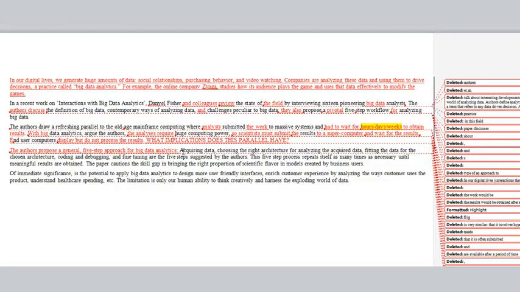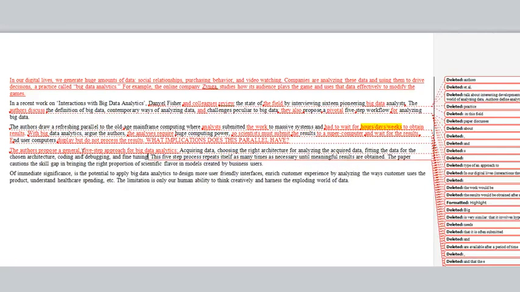So the author here originally had, here are the 5 steps suggested by the authors. But I'm going to flip that around and say the authors propose these 5 steps and then list the steps. So I'm going to have the authors propose them rather than the steps were suggested by the authors. So we can get rid of that little bit. And now we have this list. So the authors propose a general 5-step approach for big data analytics, here are the steps.